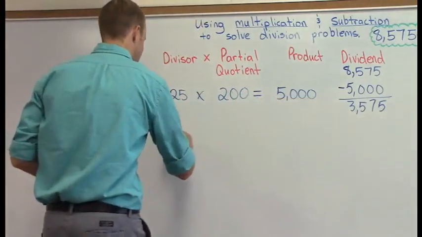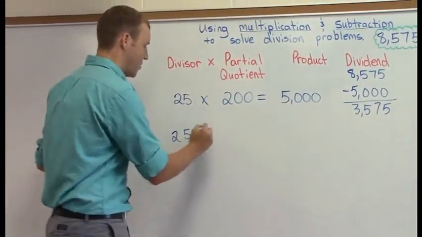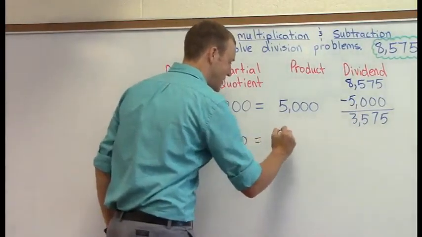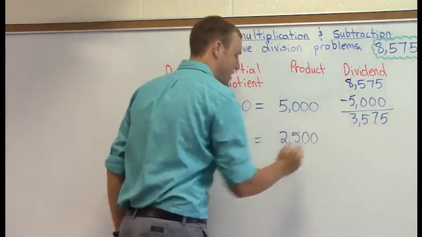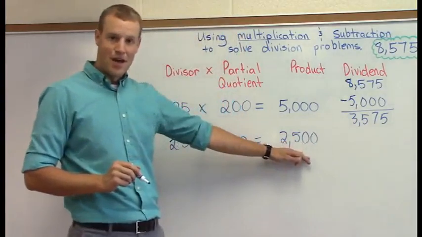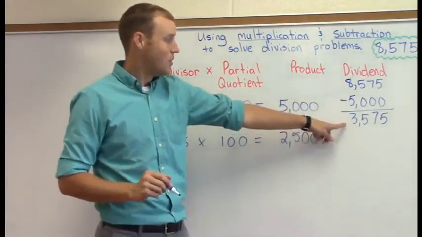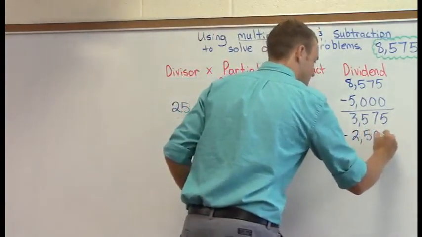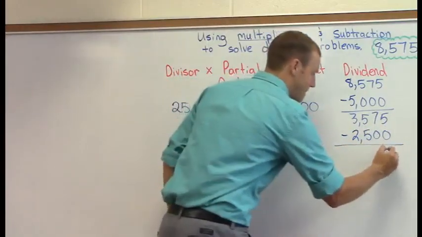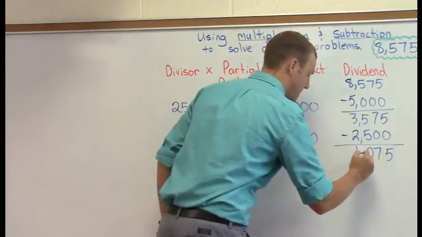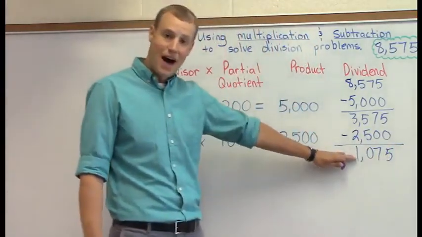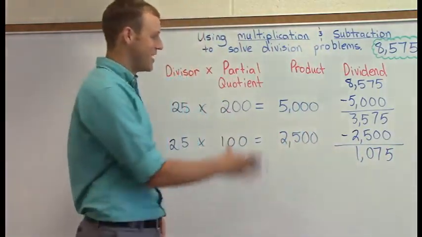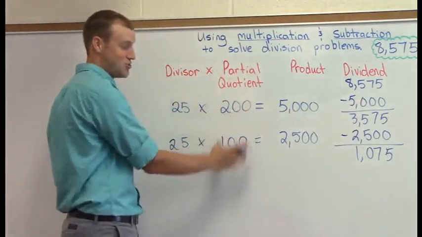So we're going to do another divisor, 25, and we're going to multiply this by, let's say, 100 this time. And that will equal 2,500. We're going to, yet again, take this number away from what is left of our dividend. So now what is left is 3,575, minus 2,500. And when we solve that, we get 1,075 left over. Now, keep in mind, this is still our dividend. It's just gotten a little smaller because we're taking away in chunks. We're actually taking away in partial chunks.